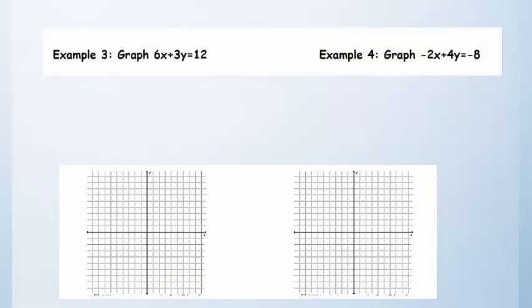In these examples, we actually need to solve for y first. Notice y is not by itself, so it's not ready to graph yet. So we're going to go ahead and solve for y, and then we're going to graph it in slope-intercept form.